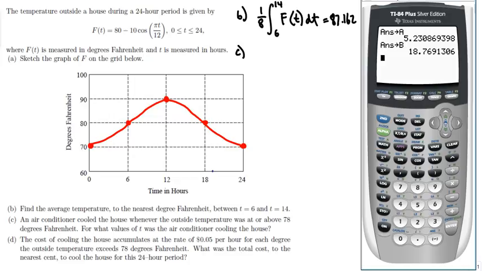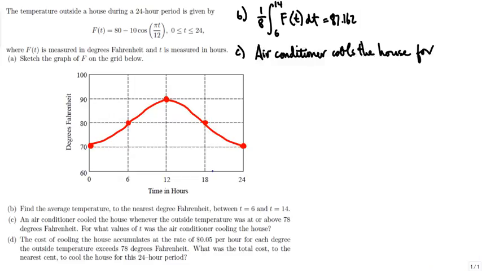I'm going to record them. I say that the air conditioner cools the house for t greater than or equal to A, less than or equal to B, where A is equal to 5.231 and B is equal to 18.769. I'm going to write them as A and B because then I can use A and B in my following calculations and not have to write those numbers all over again.